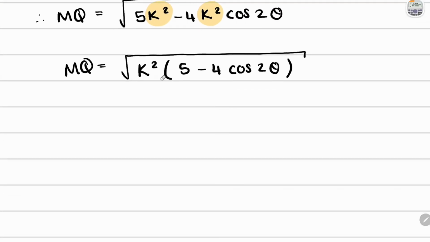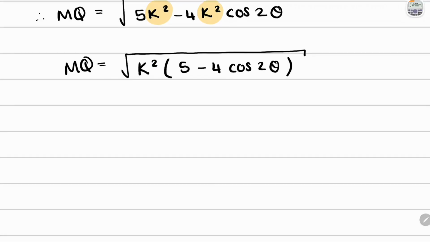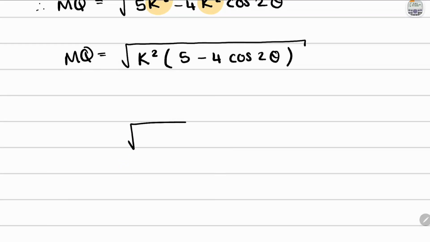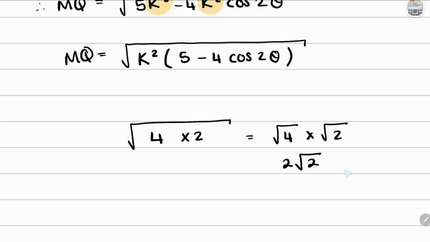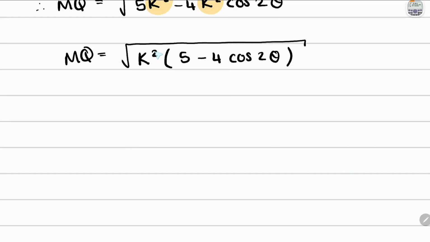The good thing about this is you have a K squared and then brackets protecting what is inside. Because of that, the K squared can get square rooted. The idea behind this is, if you had, for example, the square root of 4 multiplied by 2, because they're multiplying, you can split them up. This is the square root of 4 multiplied by the square root of 2. The square root of 4 simplifies to 2, and the square root of 2 can't, so it will stay square root 2. So that's the idea behind that.